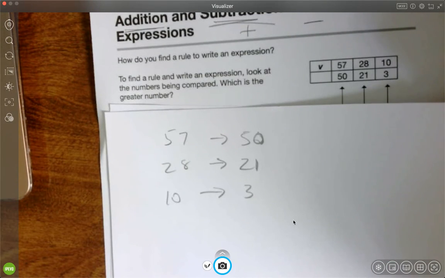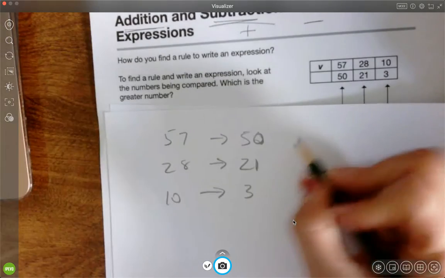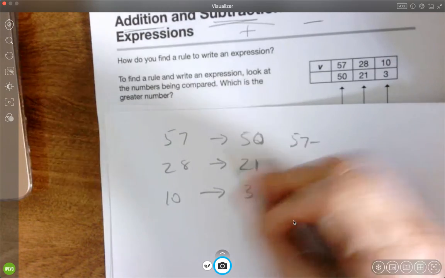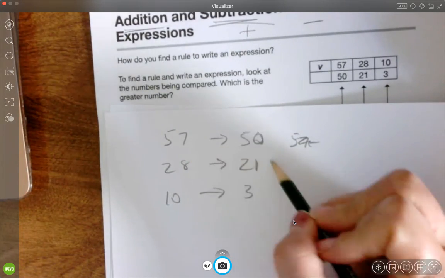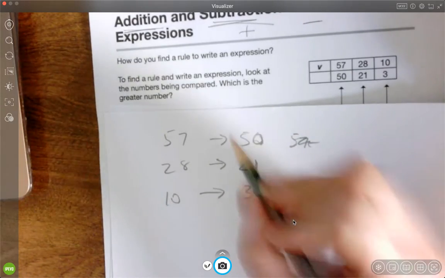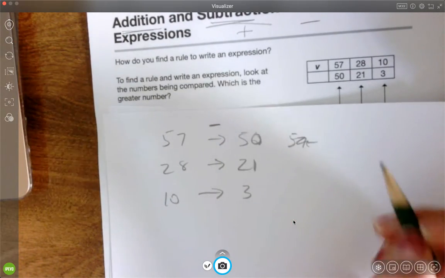What I notice is, well, what is 57? Are they getting bigger or smaller? They're getting smaller. So I know if they're getting smaller, I'm going to be subtracting.